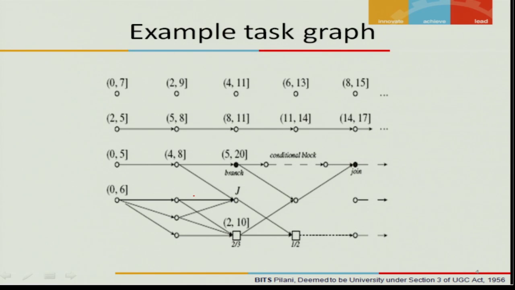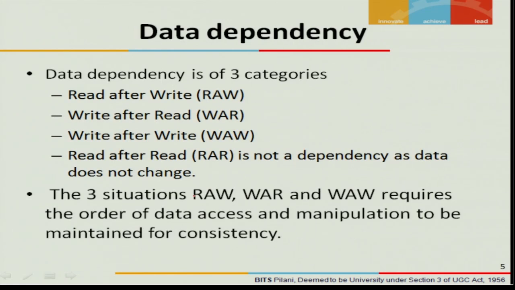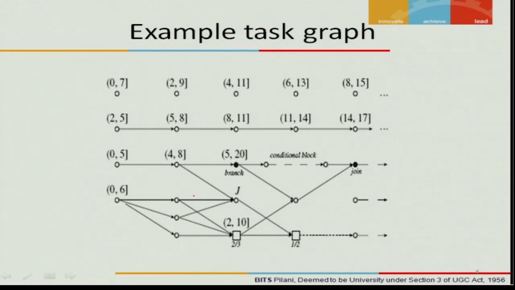Secondly, the data dependency. If we see, there are 4 basic hazards. One is RAW hazard, read after write. Secondly, we have something called WAR, write after read. And we have something called WAW hazard, write after write. The read after read case is not considered a hazard because the data does not get manipulated.